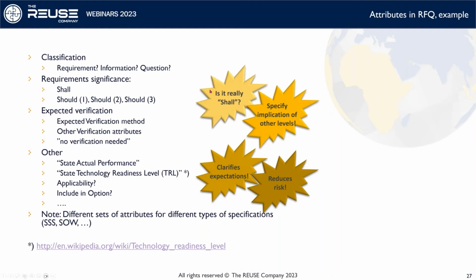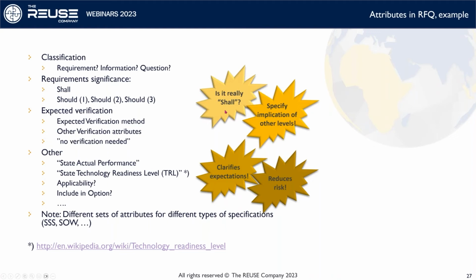So you should always be sure, at least if this applies, not to write shall if it's not necessary, because it may drive cost, it may make you lose the best bidder, and so on. But if you don't write shall on everything, which is the easy way, you need to specify the implication of whatever other levels of priority you may have for all sorts of reasons. So clarity, specify what you mean with everything.